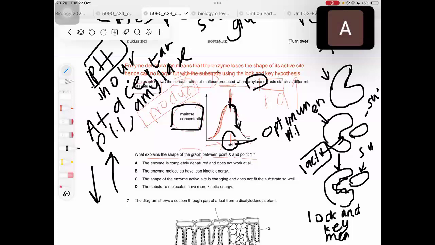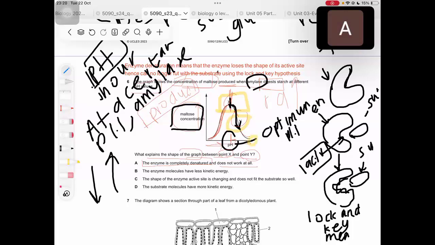Let's go through the answers and see. The enzyme is completely denatured and does not work at all. They're basically asking us about point X and Y. At point X and point Y, the enzyme is not completely denatured, because you can see some products are being formed in X, and a lot of products are being formed in Y, at least some maltose is being produced, right? So you can't say that the enzyme has completely denatured. Enzyme is functioning.